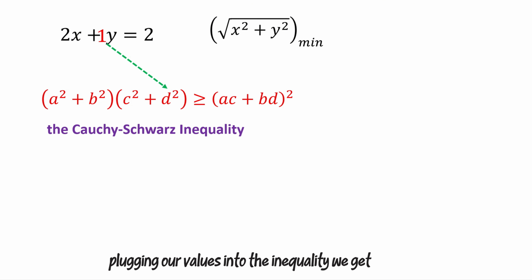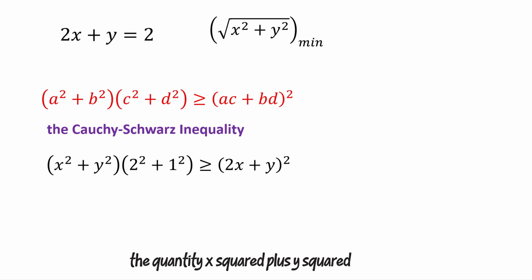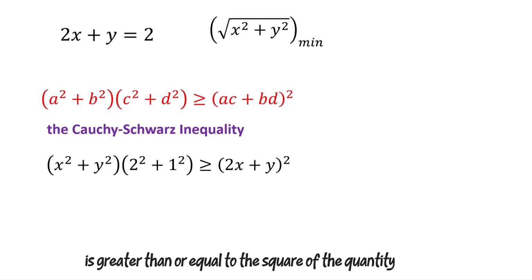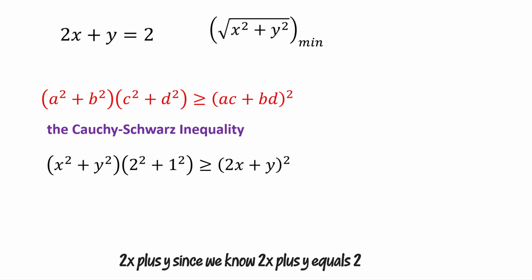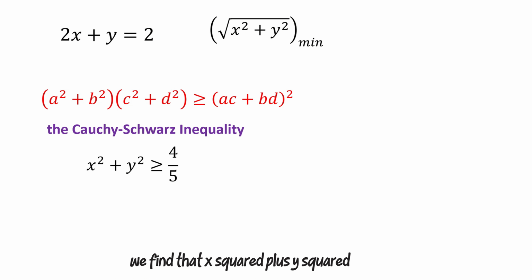Plugging our values into the inequality, we get the quantity x squared plus y squared, multiplied by the quantity 2 squared plus 1 squared, is greater than or equal to the square of the quantity 2x plus y. Since we know 2x plus y equals 2, we substitute that in, simplifying everything. We find that x squared plus y squared is greater than or equal to 4/5.